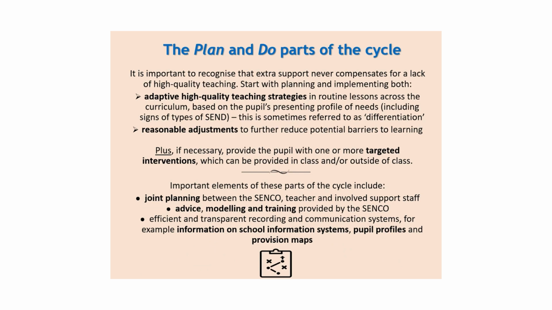The plan and do parts of the cycle. It is important to recognise that extra support never compensates for a lack of high-quality teaching. Start with planning and implementing both adaptive, high-quality teaching strategies in routine lessons across the curriculum, based on the pupil's presenting profile of needs, including signs of types of SEND. This is sometimes referred to as differentiation. And reasonable adjustments to further reduce potential barriers to learning. Plus, if necessary, provide the pupil with one or more targeted interventions which can be provided in class and/or outside of class.